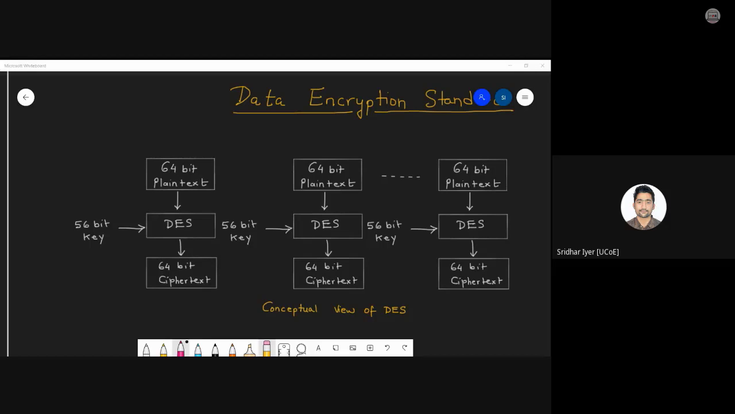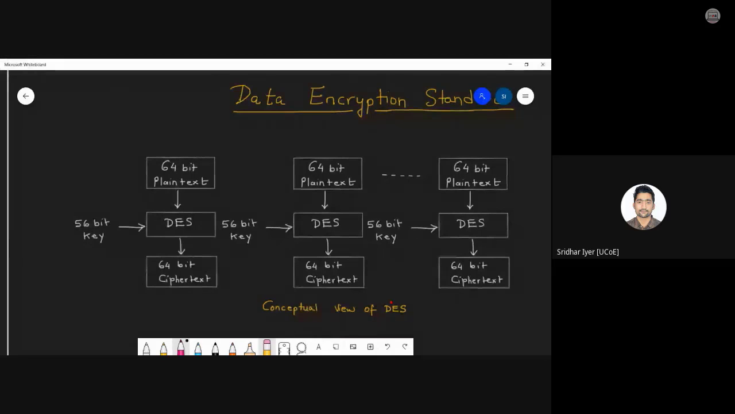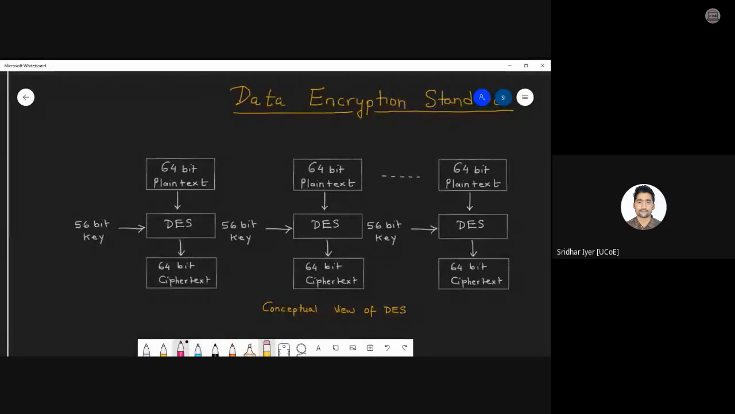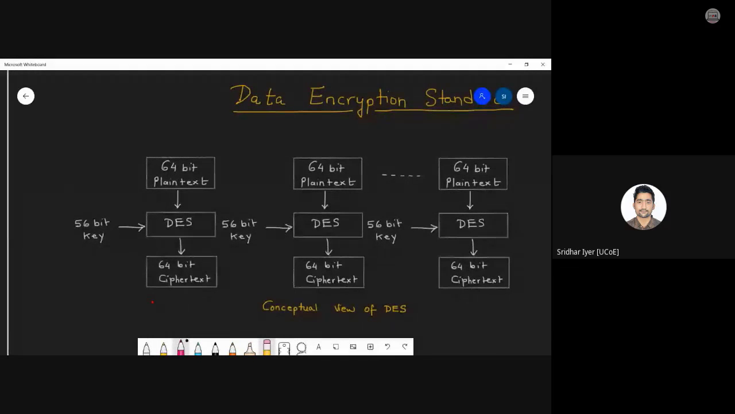What happens is the initial key is of 64 bits only. But every 8th bit is selected and discarded. Why we are doing so is that every 8th bit is used for parity checking. Now you know what parity is: odd parity, even parity, error correction, error detection, right? Every 8th bit is saved for parity checks, and they won't be used in the encryption or decryption process.